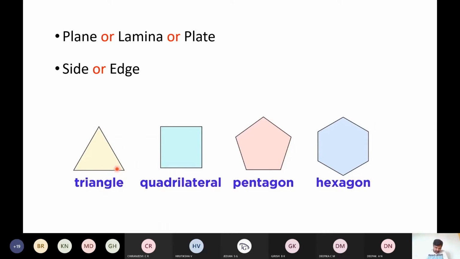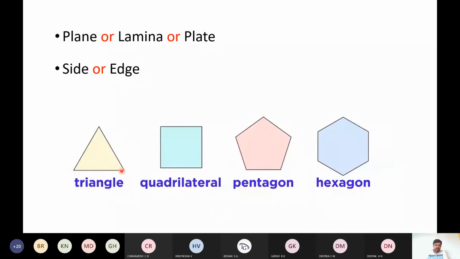Okay. So now, if you consider triangle, it consists of three sides or three edges. This is one edge. This line itself is one edge or side. This is second side or edge. This is the third one. So triangle consists of three sides. And again, we consider this as corner. Corner is a point where two edges will meet. Okay, this is one corner, this is second, this is third.